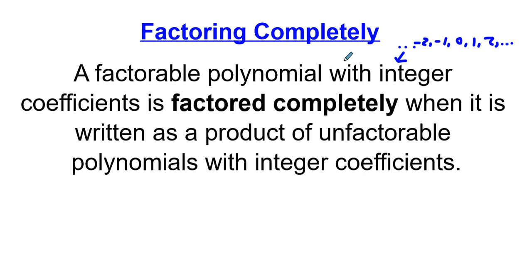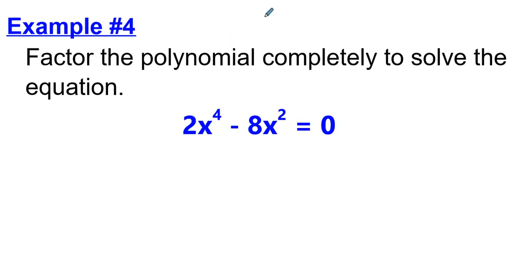All right, so a factorable polynomial with integer coefficients is factored completely when it's written as a product, so multiplication, a product of unfactorable polynomials with integer coefficients. So we want to take a polynomial and factor it, and our answer in factored form shouldn't have anything else that can be factored. So every polynomial in the factored form should not be able to be factored again. If it can be factored again, then it's not factored completely. So here's an example of factoring a polynomial completely.